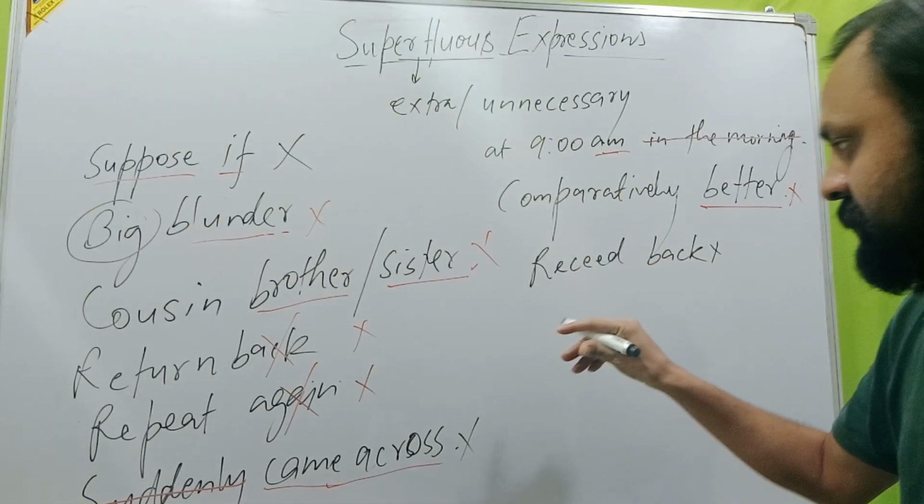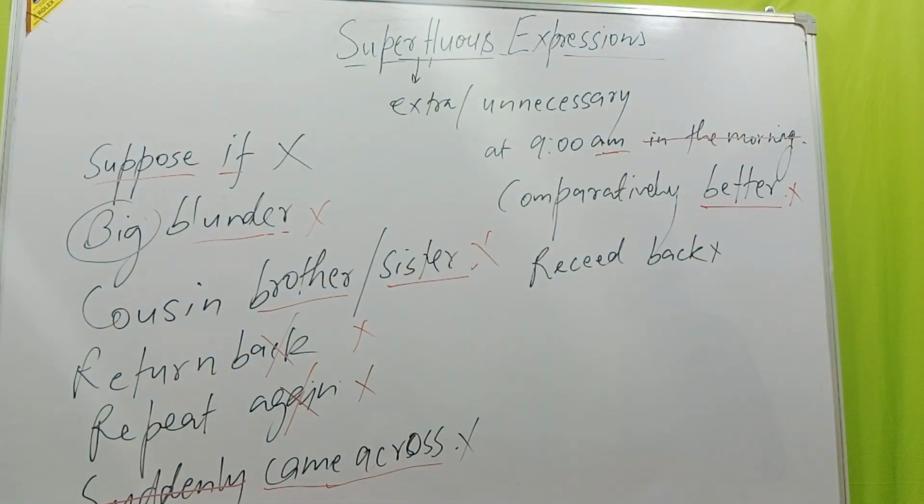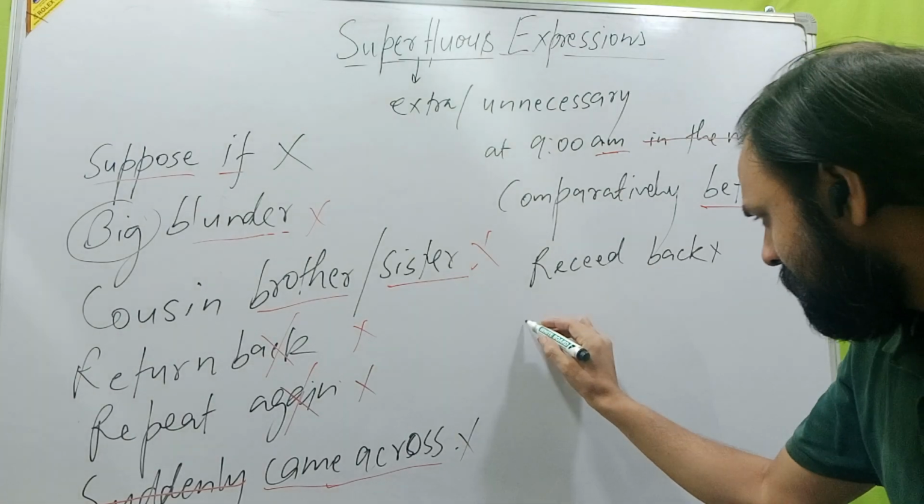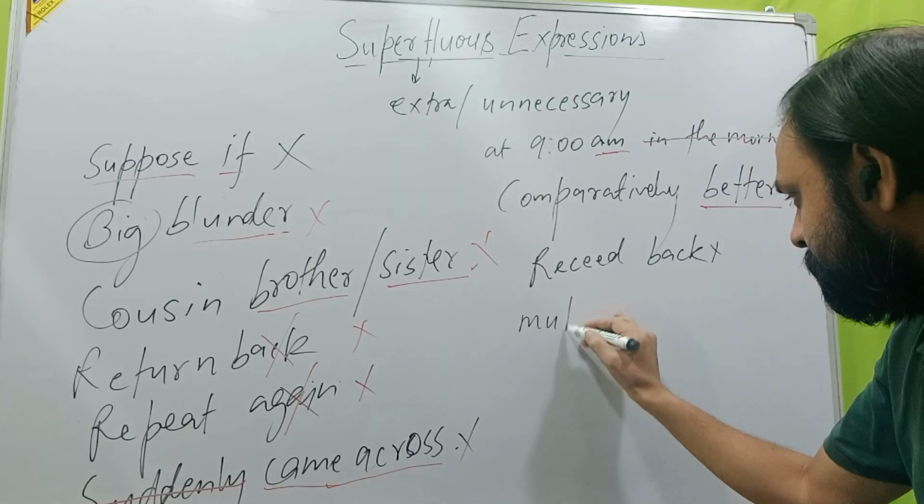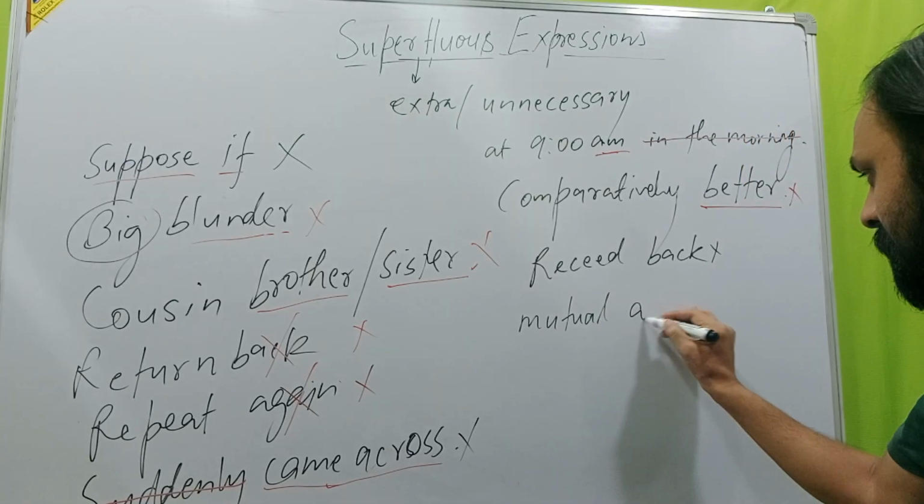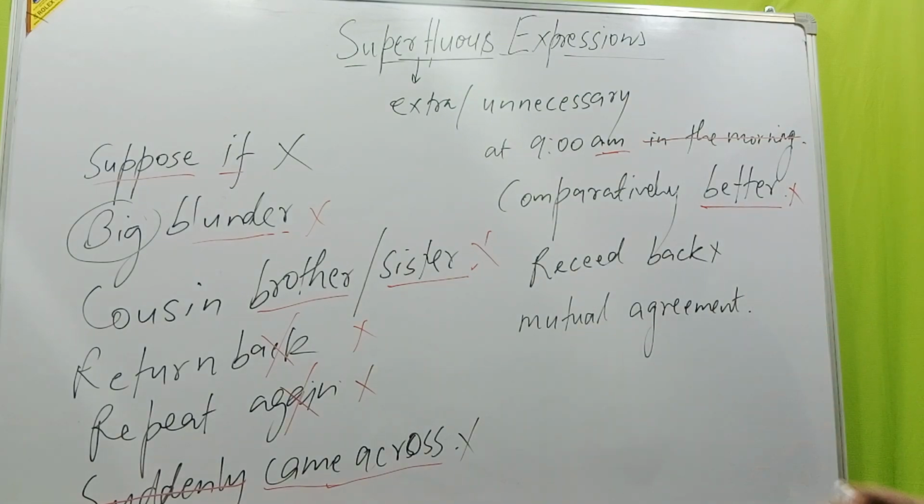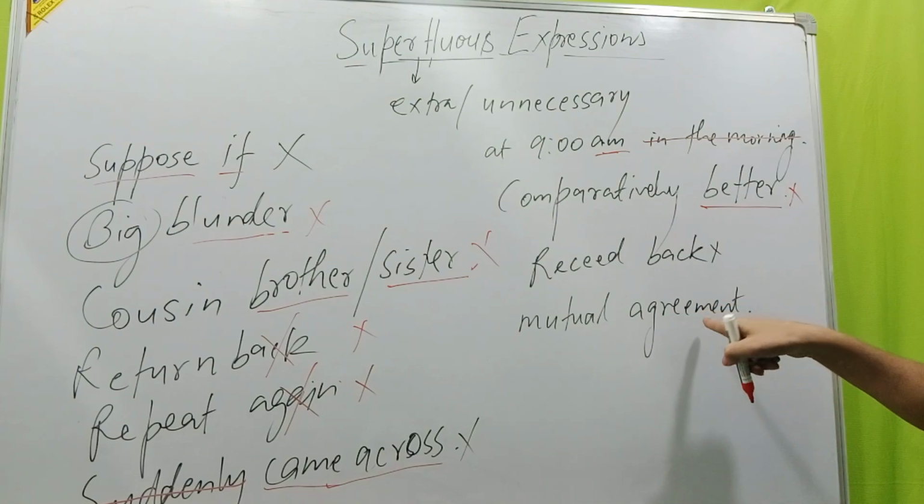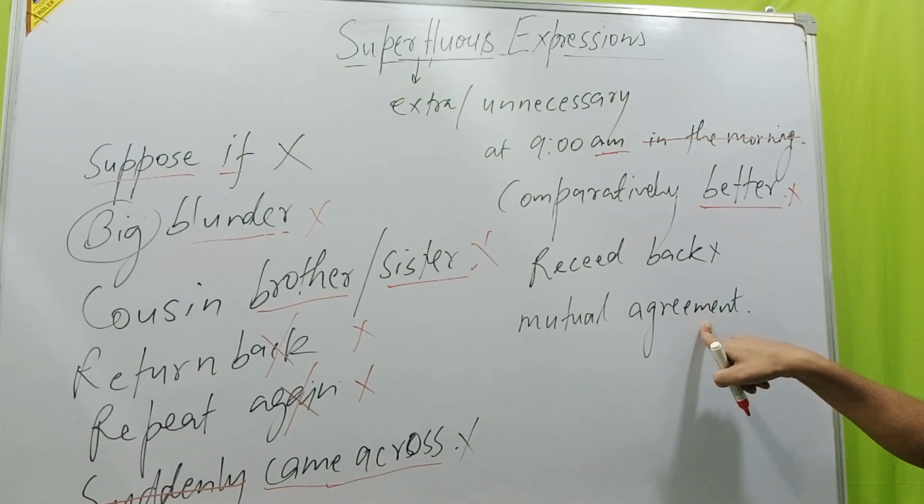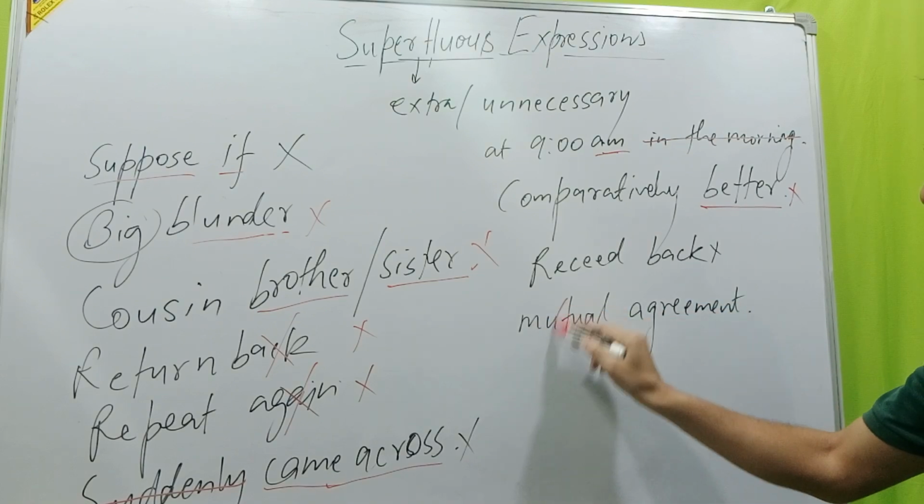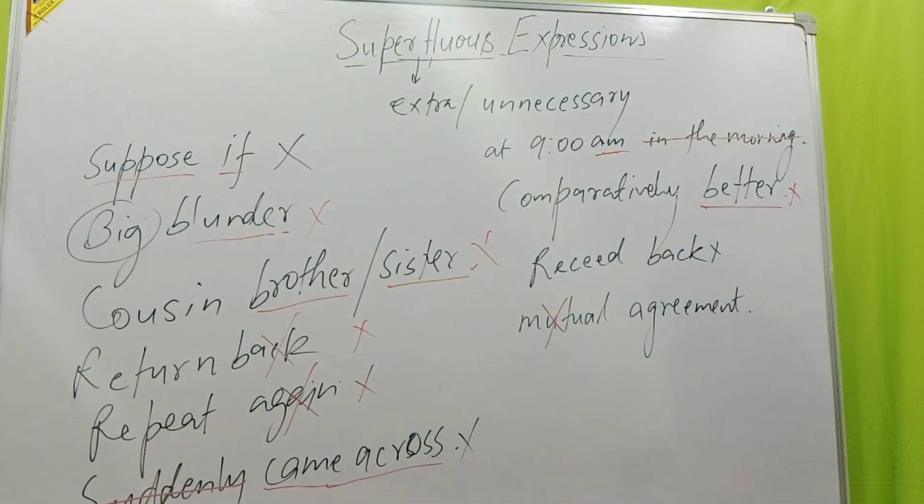And the next expression is a very common error, which most people tend to make: mutual agreement. This is a very common error made even by the most advanced learners. Agreements are always mutual. So you don't need to say mutual before agreement.